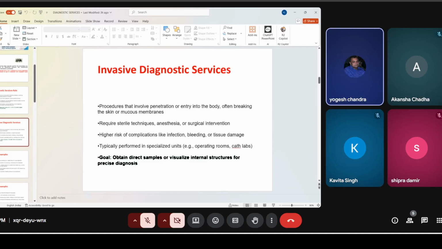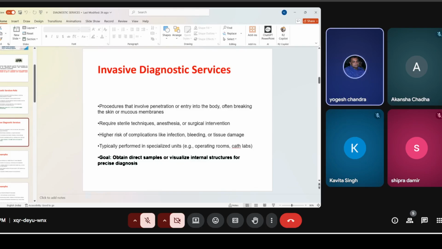Okay, and what is the goal of this particular kind of invasive diagnostic service? Obtain direct samples or visualize internal structure for precise diagnosis. As you know, in non-invasive tests the report takes some time, but in these invasive procedures, many things you can see directly. If you do some kind of endoscopy, everything is visualized on the screen. Of course, finally a typed report is issued by the radiologist. But by seeing that, you can see the current situation.